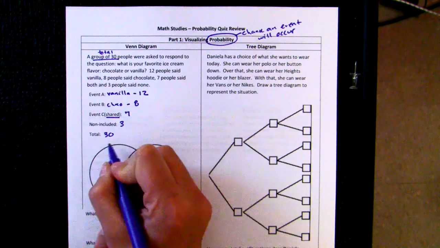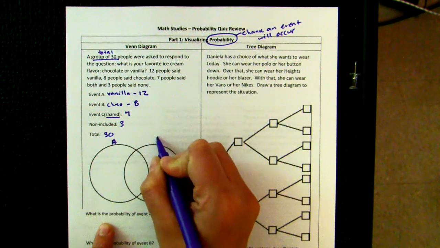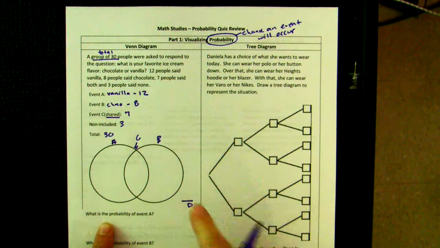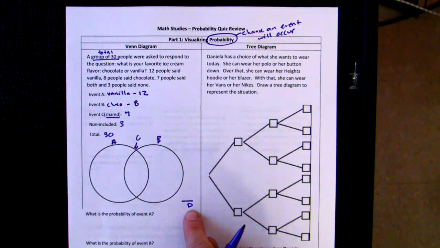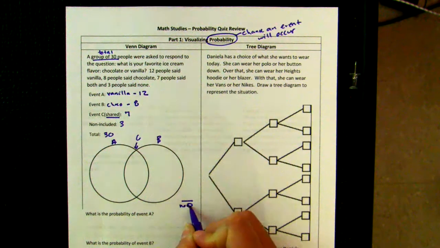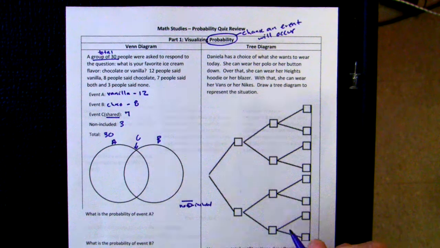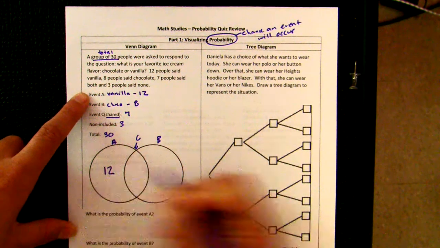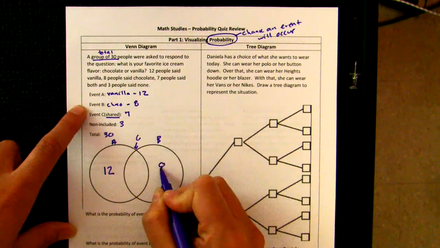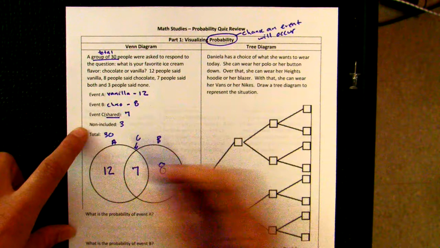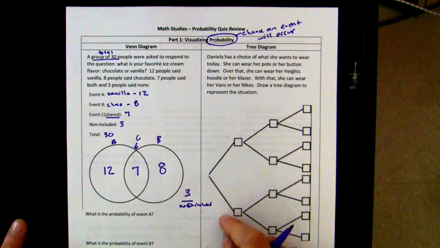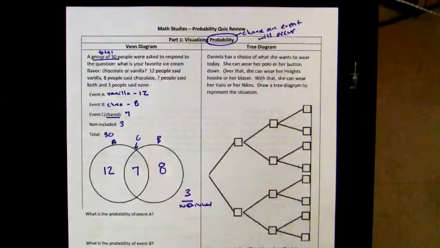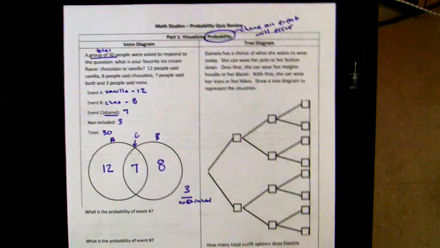Okay? So event A is our people who like vanilla. Event B is people who like chocolate. Event C is those that like both. And then event D is anything on the outside. Okay, that's not included. So I guess we can just call this our non or not included group. Okay, so in event A for vanilla, I have 12 people. In event B for chocolate, I have 8 people. Shared, I have 7, and I have 3 that are not included. So to me, this just makes it a little bit easier to see how many people we have in each category. Let's use that to answer some of the questions on the bottom.